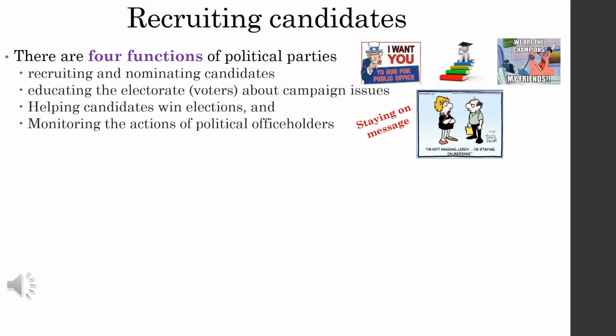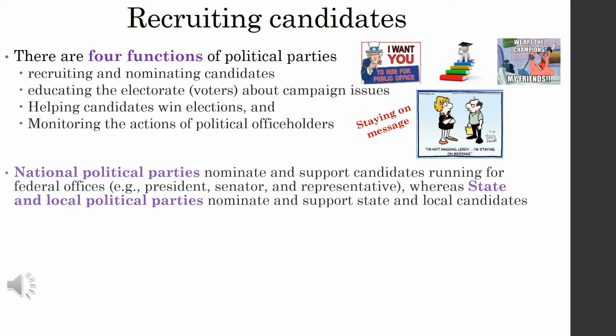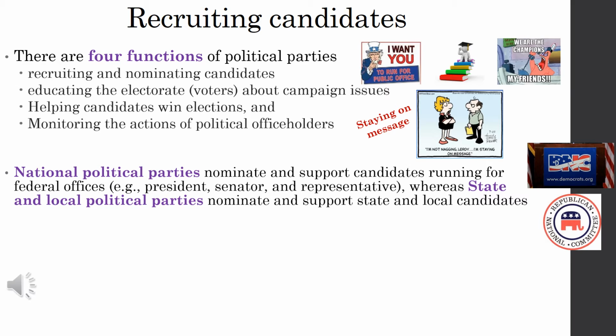So let's start with recruiting candidates. National political parties, that would be the Democratic National Committee and the Republican National Committee, nominate and support candidates running for federal office. That would be the president, senators in the United States Senate, and members of the House of Representatives, congressmen and congresswomen. Whereas state and local political parties nominate and support state and local candidates. People like the governor, the attorney general, members of the General Assembly, and in some cases, mayors and council people.